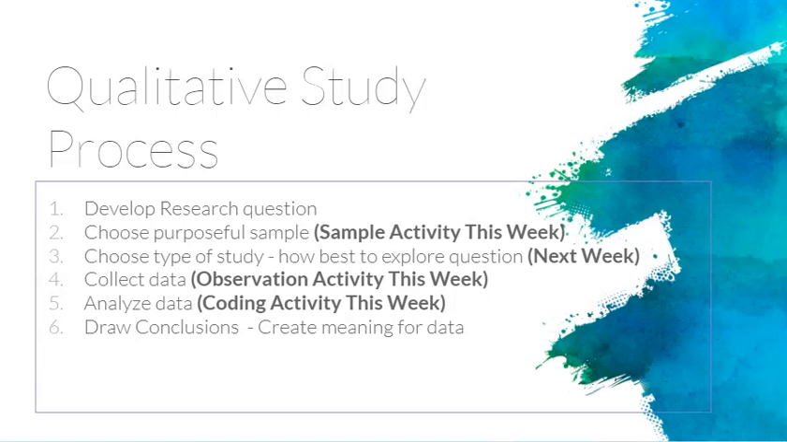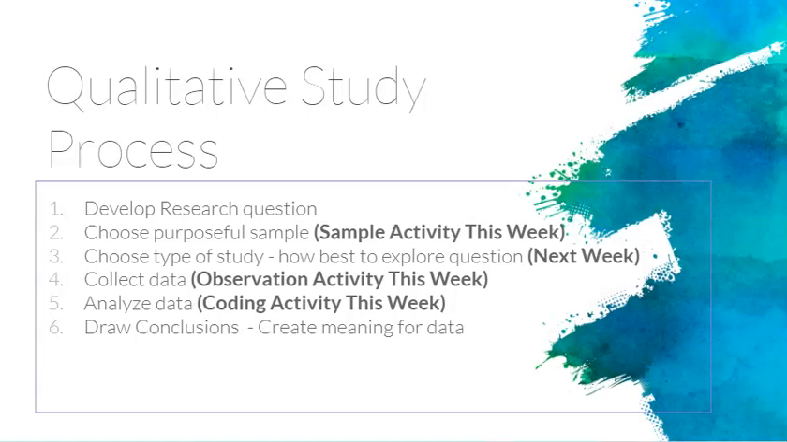And then we collect data. This week we're going to do an observation activity. That's one way to collect data, is to observe behavior. But there are many different ways to collect data in qualitative research. Then we analyze the data in a very purposeful way, and the most common way is to code the data. So we're going to do some coding activity this week to give you an idea of what that process is like and to show you how time-consuming it is.